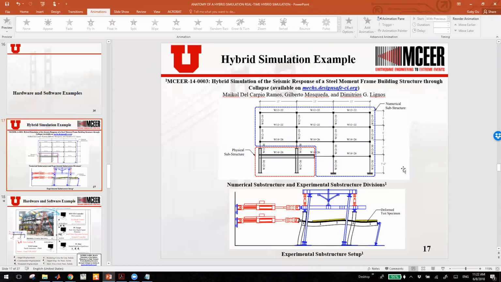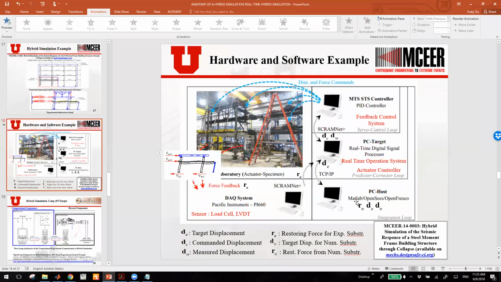This is a 3-bay, 4-story steel frame, with the first 1 story and a half and 1 bay and a half as the experiment substructure, and the rest is their numerical substructure. You can see below their setup for the experiment substructure, and they have 2 horizontal actuators and 2 vertical actuators to represent the seismic response and the gravity frame. And here is their implementation of the experiment.